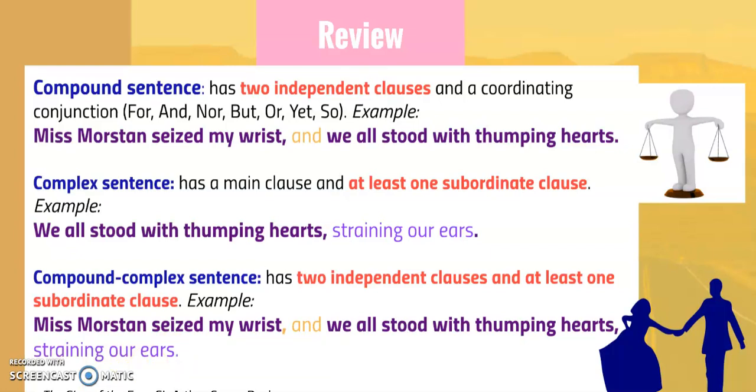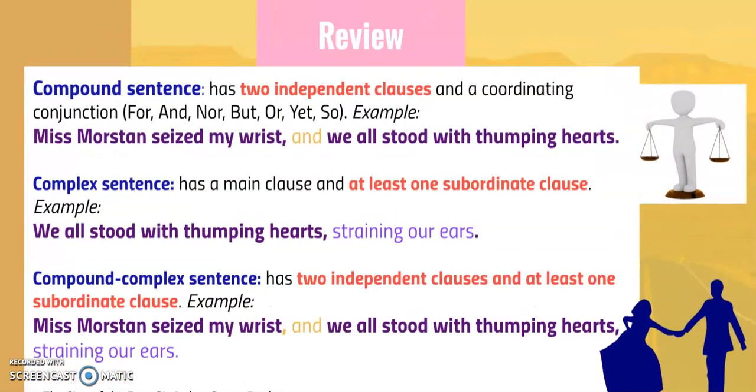Miss Morstan seized my wrist, and we all stood with thumping hearts, straining our ears. The writer uses fast action words with seized and thumping hearts to develop the tension of that moment. But the subordinate clause at the end slows the pace down. The characters are listening for something, and that raises the tension even more.